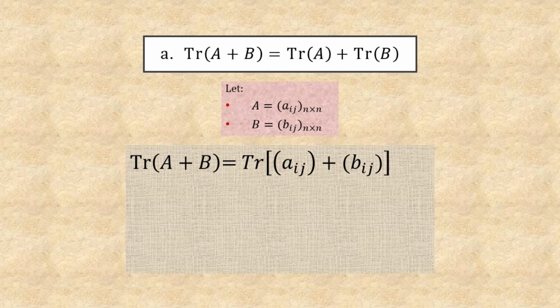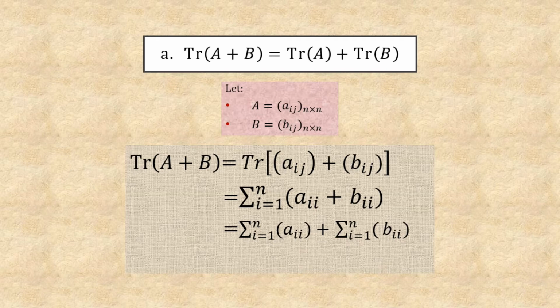Trace of A plus B is equal to trace of Aij plus Bij, which is equal to summation over i is equal to 1 to n of Aii plus Bii, is equal to summation over i is equal to 1 to n of Aii plus summation over i is equal to 1 to n of Bii, which is equal to trace of A plus trace of B. This satisfies that the diagonal elements of A plus B will be the sum of the diagonal elements of A plus the sum of the diagonal elements of B.